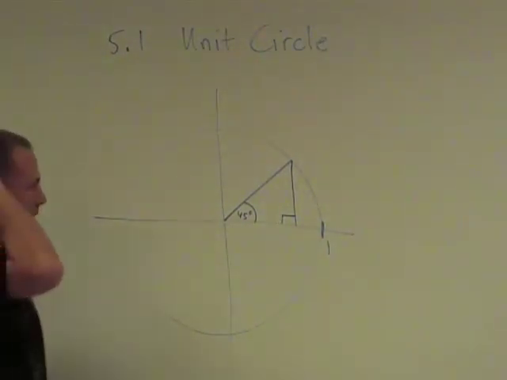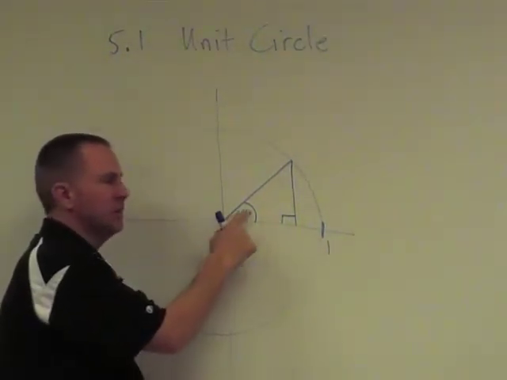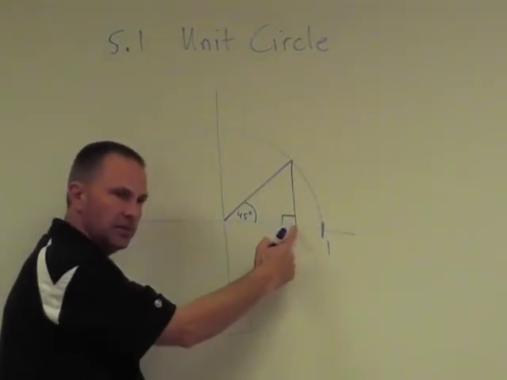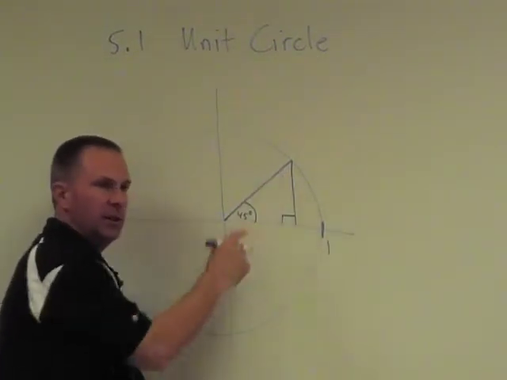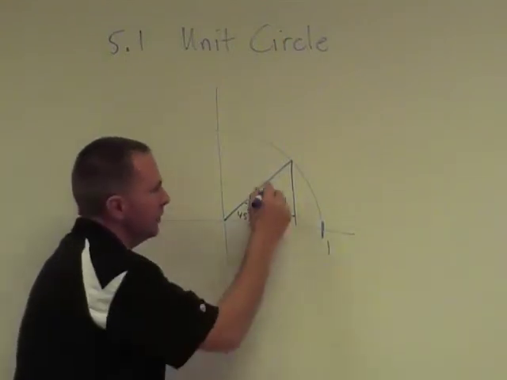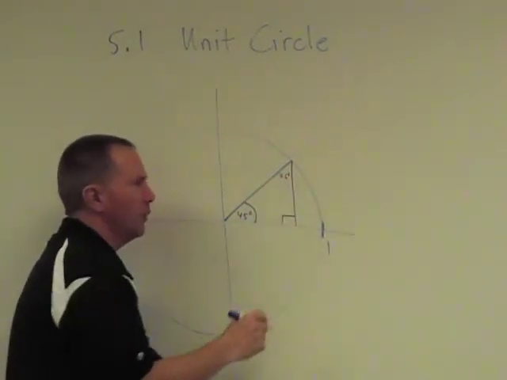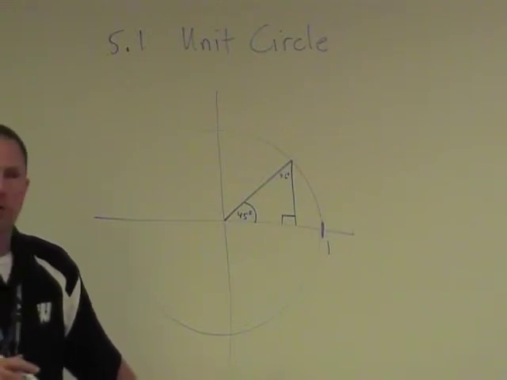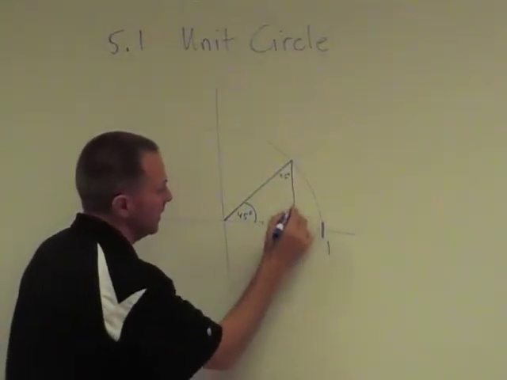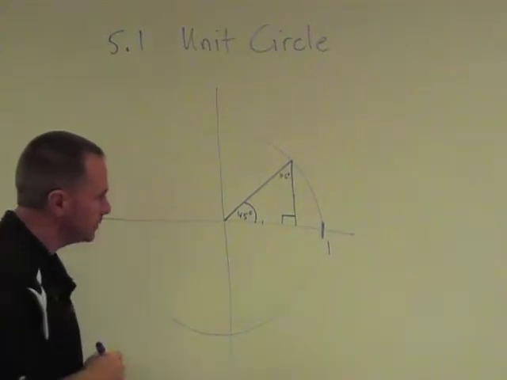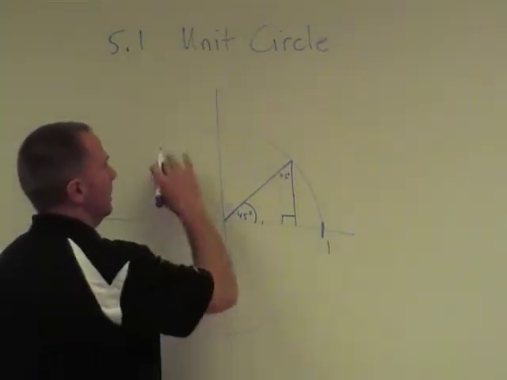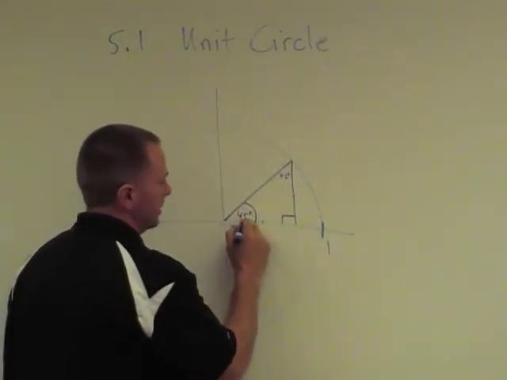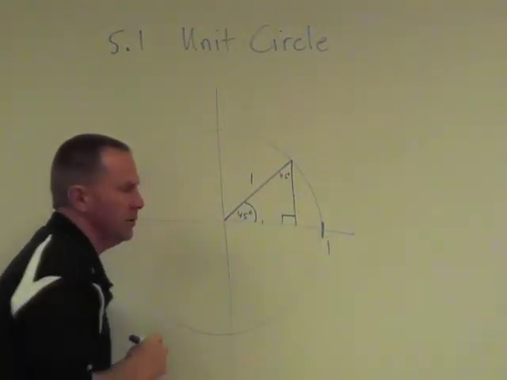It's up to you. Okay, so if this is 45 degrees and I drop an altitude down here, what's this degree? 45 degrees. If they're both 45, what does that tell you about the legs? They're equal, so this leg is the same as that leg. Alright, in a unit circle, the radius is 1 unit, so my hypotenuse is 1.